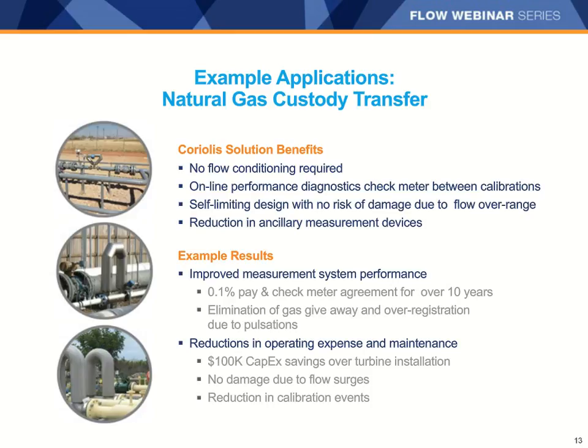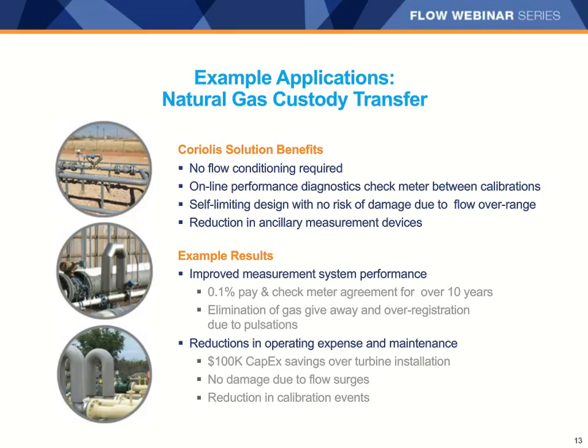Some typical results we have seen in applications where Micro Motion meters are used in natural gas custody transfer include agreement between the pay and check meter of 0.1% for a period lasting over 10 years, and reductions in capital expenses during installation of over $100,000 because of the costs that were avoided since there's no flow conditioning required.